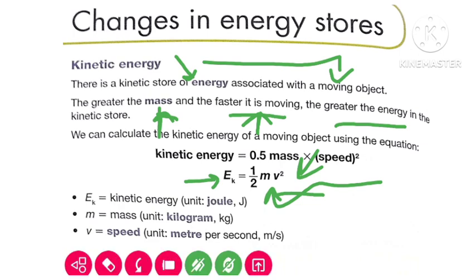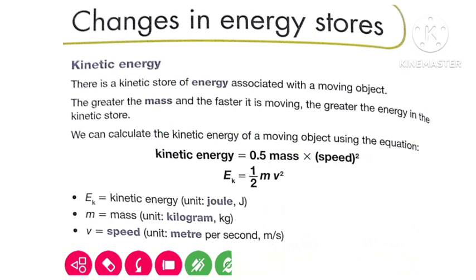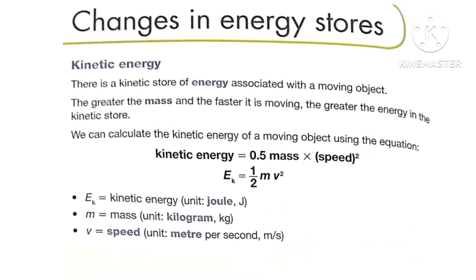So what we have to remember is that kinetic energy is associated with the moving object. The greater the mass and the faster it is moving, the greater the energy in the kinetic store. And what is the equation for the kinetic energy? Ek is equal to half mv squared, and the unit is joule.